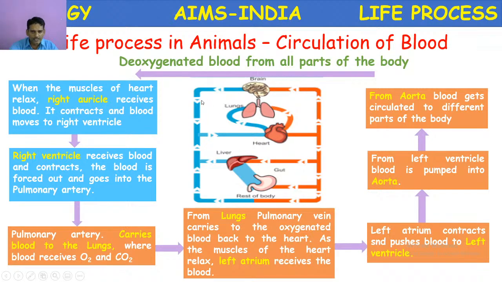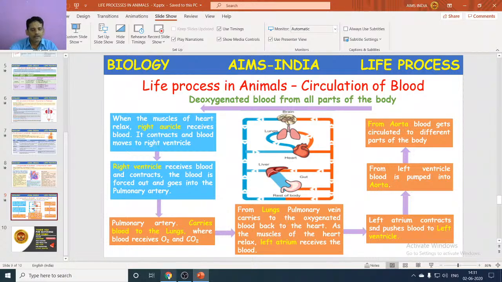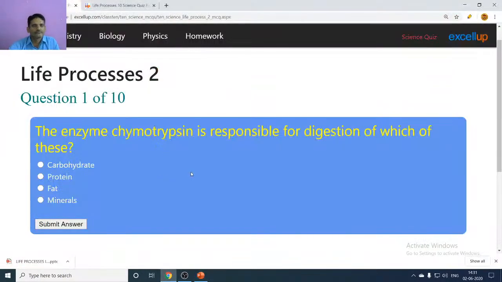So this blue color represents the pulmonary circuit circulation, where the exchange of blood takes place between the heart and lungs. And this red color represents the systemic circuit circulation, where the exchange of blood takes place between heart and body parts. So this is the mechanism of circulation. So let us see the exercise, how the questions are asked from this chapter.